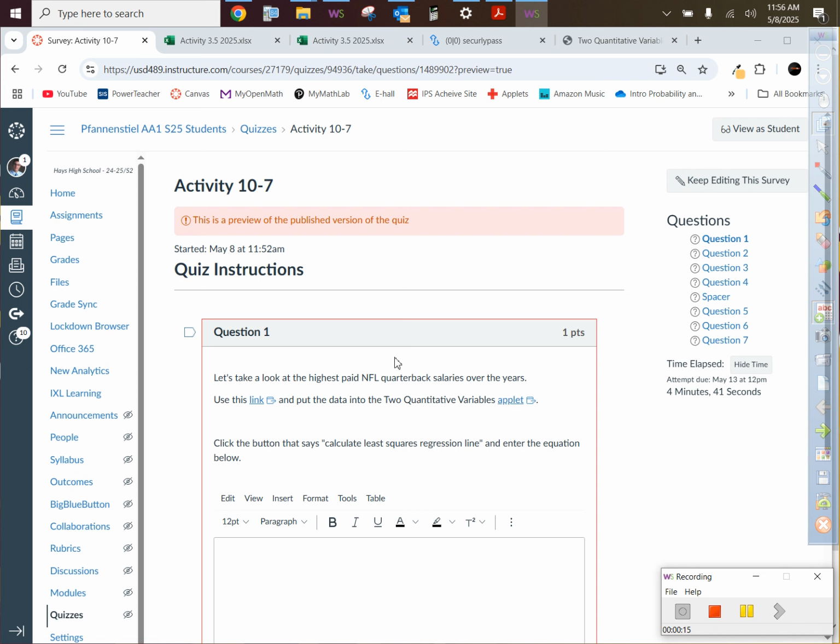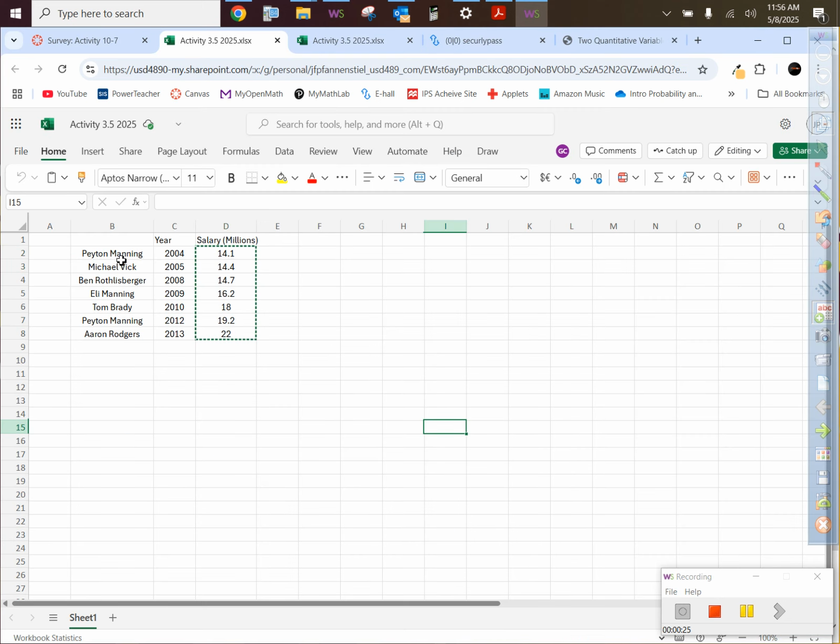Here we're going to take a look at the highest paid NFL quarterback salaries over the years. So if you just click this link right here, it'll open this spreadsheet. It started way back in 2004 with Peyton Manning. He was the highest paid quarterback at least, at $14.1 million, and you can see the data here.